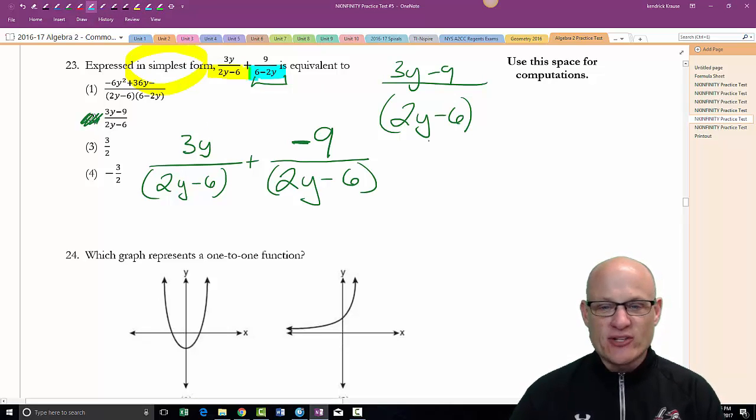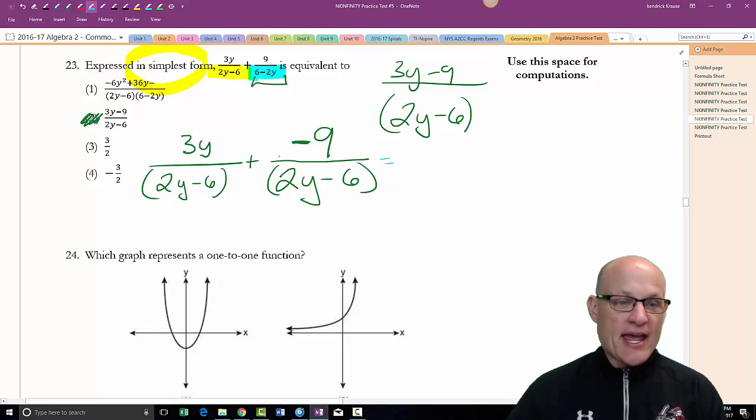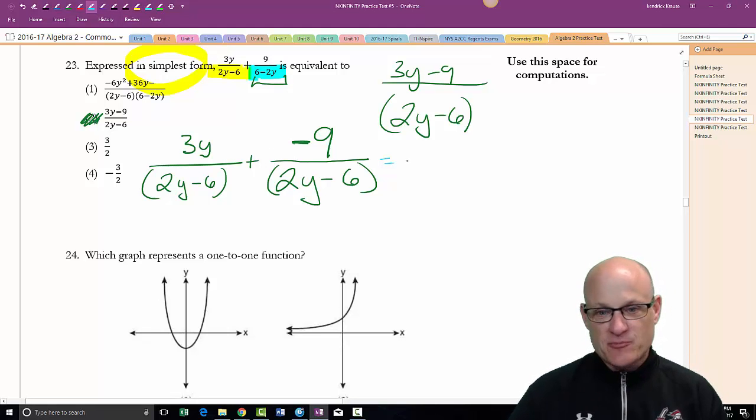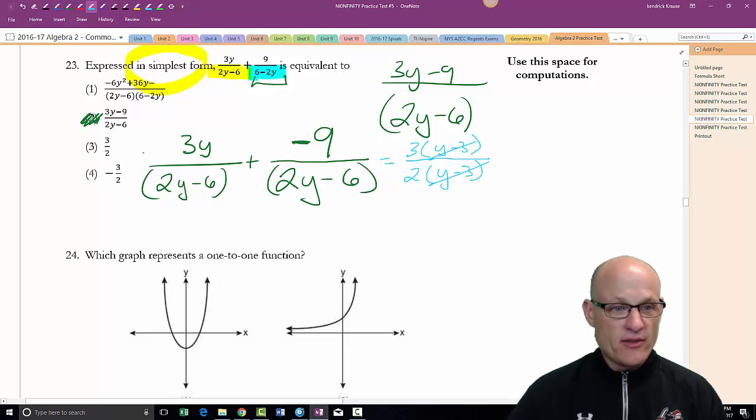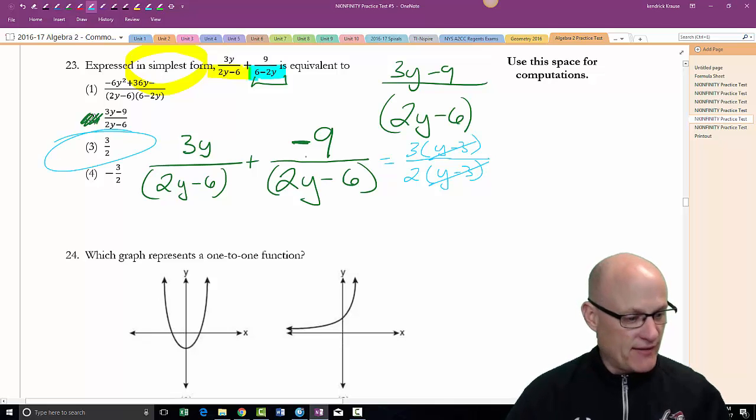Believe it or not, even though you've done all this really cool work and you checked it and it worked perfectly, you're not done. And that's because in the numerator, I can take out a 3. I'm left with y minus 3. In the denominator, I can take out a 2. I'm left with y minus 3. Gone, gone. There's your answer: 3/2.